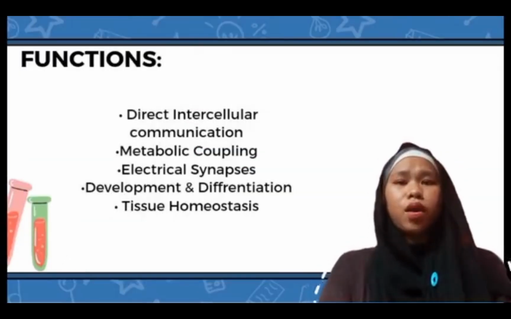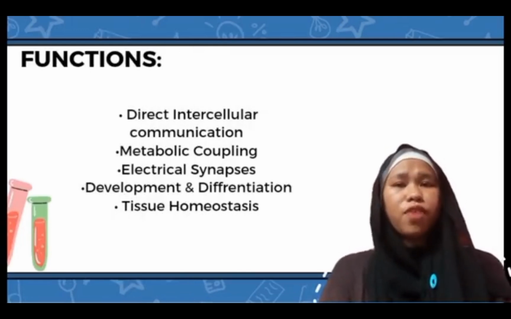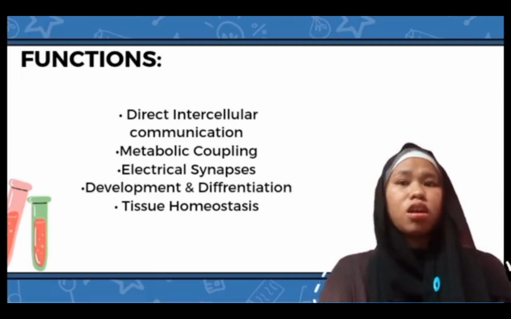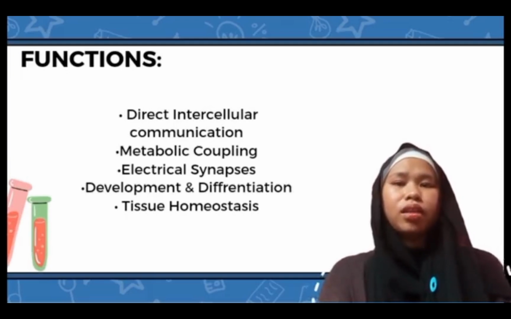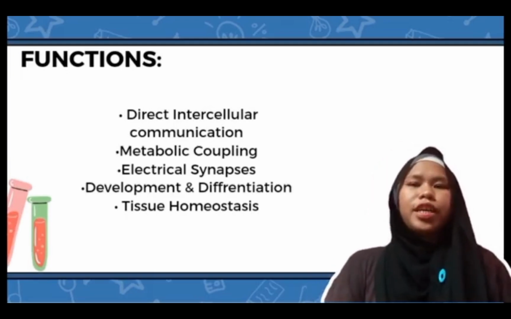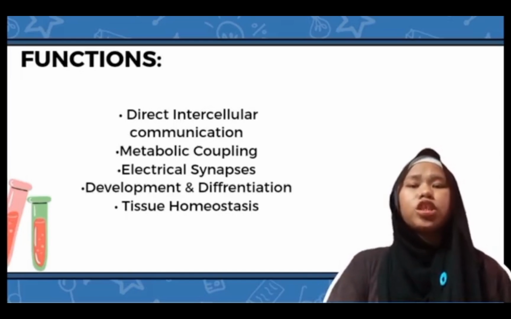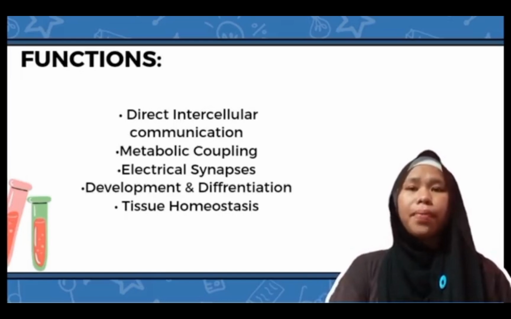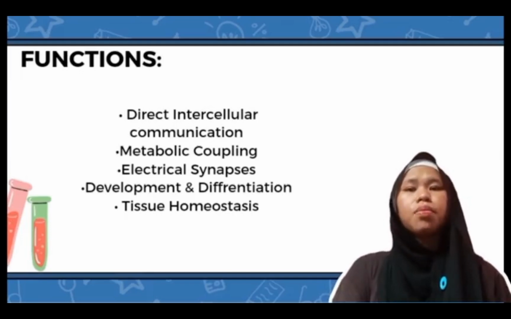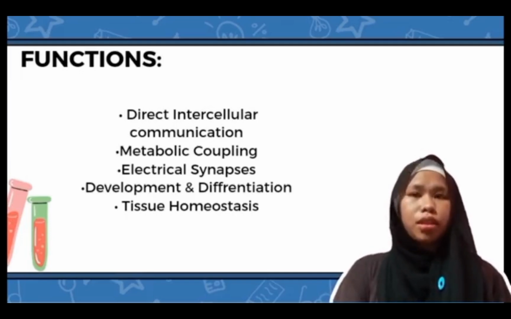Now we're going to talk about its function. The functions of gap junctions include direct intercellular communication, metabolic coupling, electrical synapses, development and differentiation, and also tissue homeostasis. In direct intercellular communication, gap junctions allow for the rapid and direct exchange of ions, small molecules, and signaling molecules between cells. This allows for coordinated cellular activity and rapid communication within tissues.